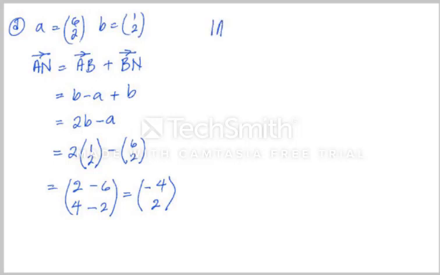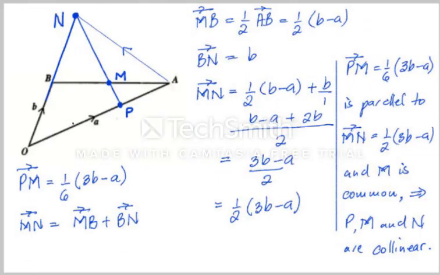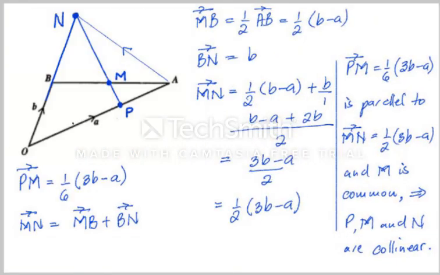Now the magnitude of AN is therefore the square root of (-4) squared plus 2 squared. This is the square root of 16 plus 4, which is the square root of 20, which is 4.47 units. So this question was a sort of long-winded vector question. Something you can go over and have a look at. We'll look at one more before we end the class.